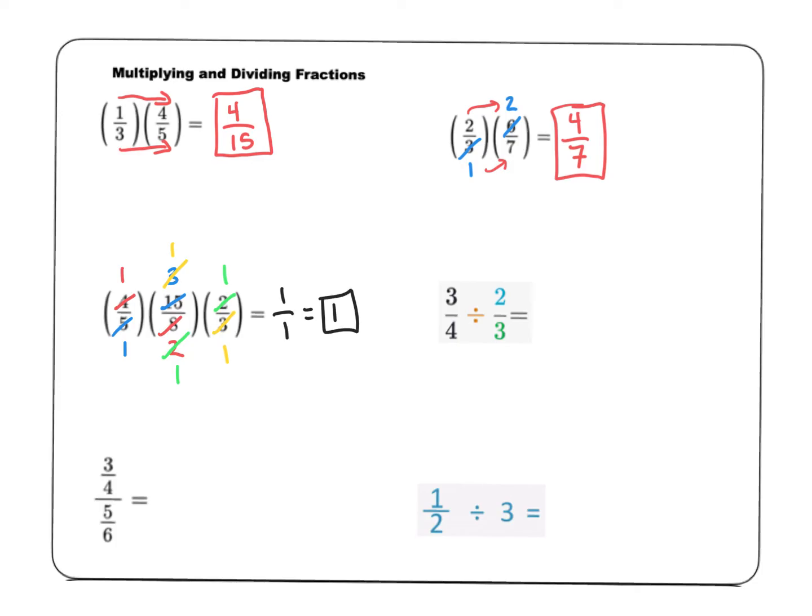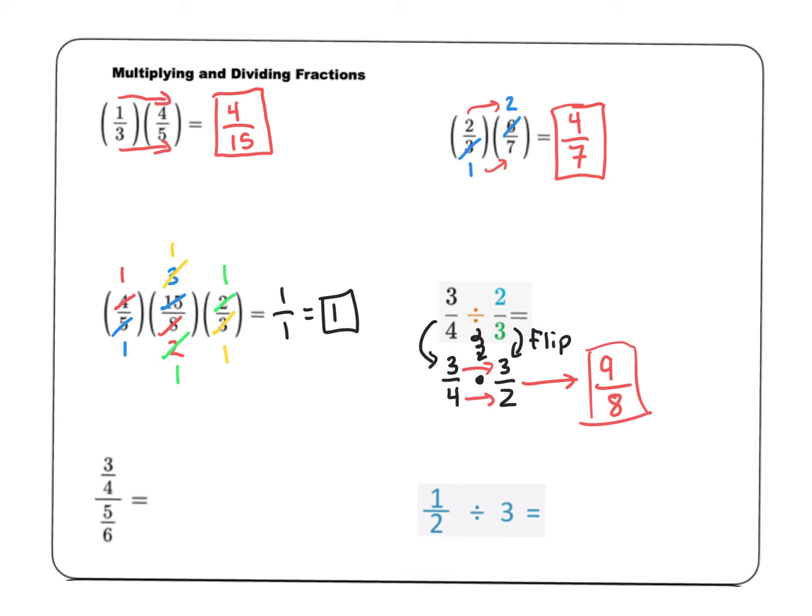We're just going to get 1 over 1, which is just 1. Okay, now, the good news is that dividing fractions is the exact same thing, except we have to adhere to one rule: we always keep the first fraction the same, we change the division into a multiplication sign, and then we flip the second fraction like that. And the same rules apply. In this case, we're just going to multiply straight across, and that's going to give me 9 over 8. And that's that.